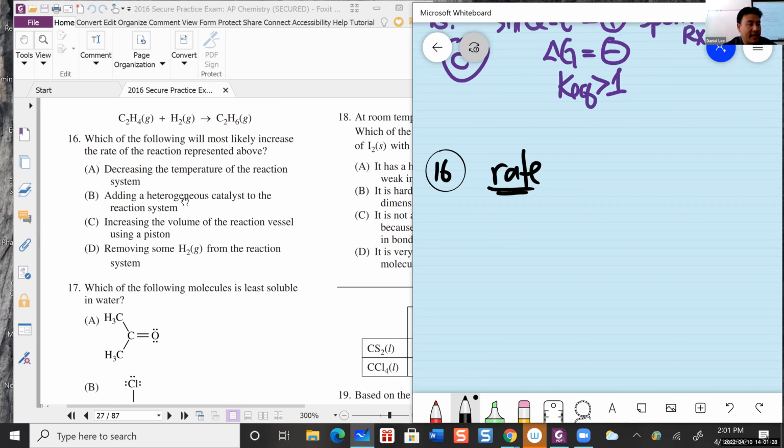It doesn't matter if it's a heterogeneous catalyst or a homogeneous catalyst. Heterogeneous means different states of matter. Like this one is all gases. If I insert a metal solid catalyst, that would be a heterogeneous catalyst. Homogeneous means that my catalyst is also gas. So that's what that means. Doesn't matter. It's useless, that term. Okay? So the answer is B. Catalysts speed up the rate. Now, C and D will shift equilibrium, but will not affect the rate. So don't confuse them. Shifting equilibrium left and right tells you nothing about how fast the reaction goes.